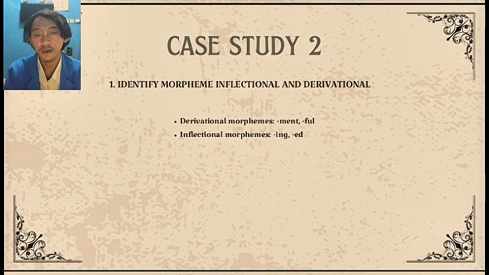The first: identify the morphemes, inflectional and derivational. The derivational morphemes are -ment and -ful. The inflectional morphemes are -ing and -ed.